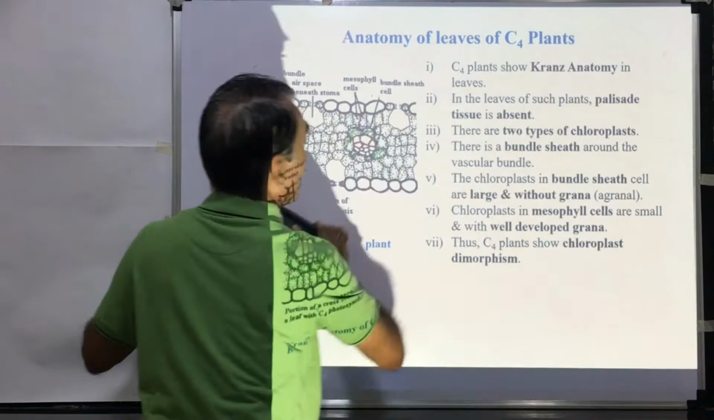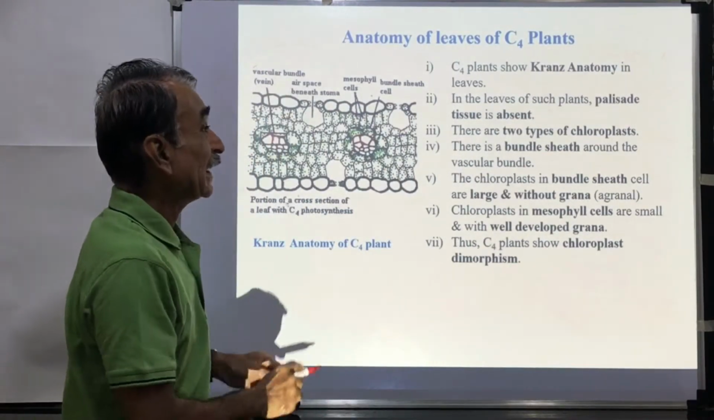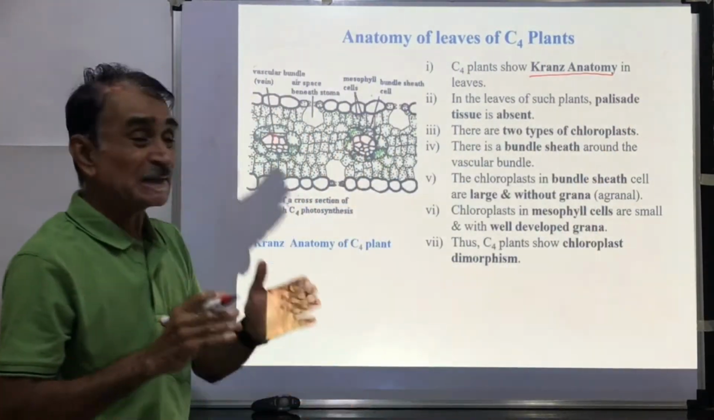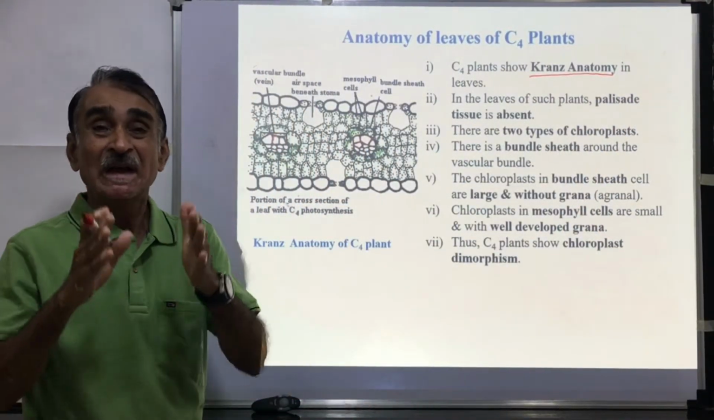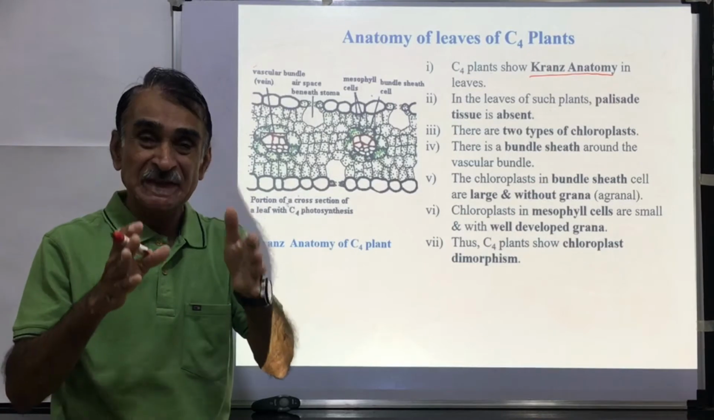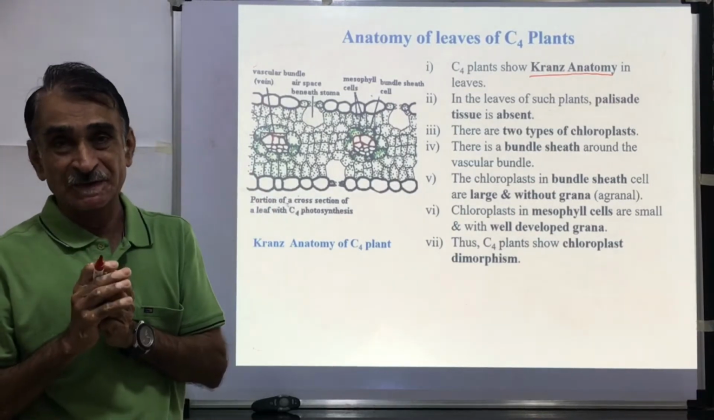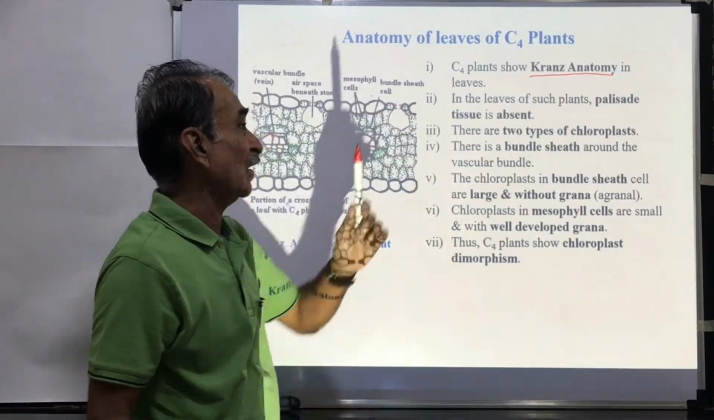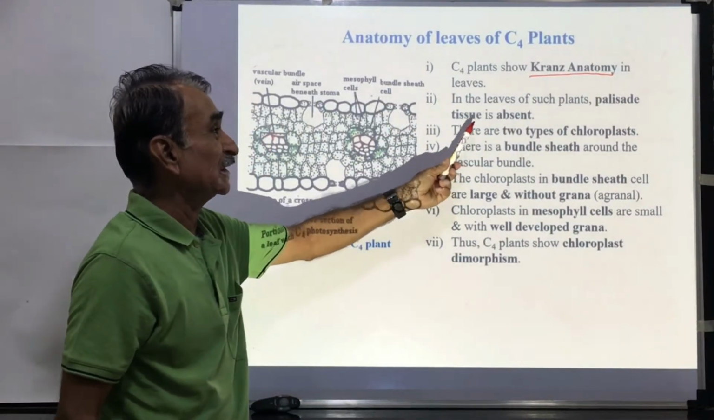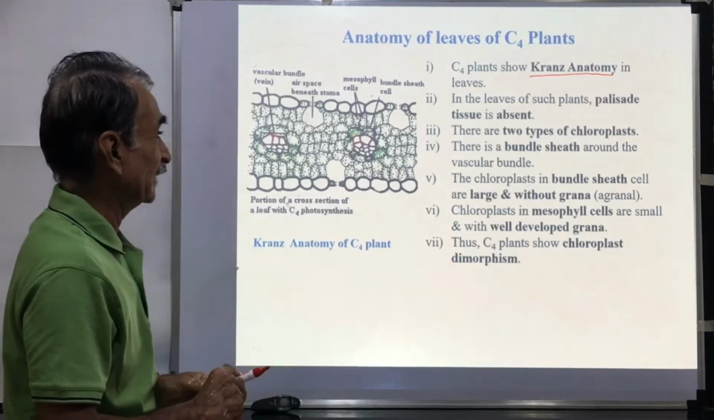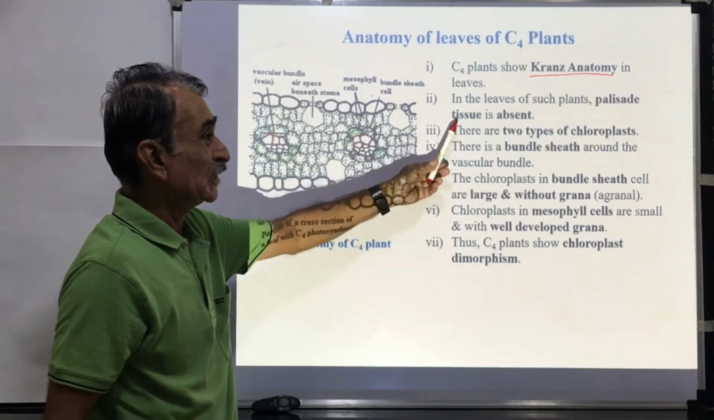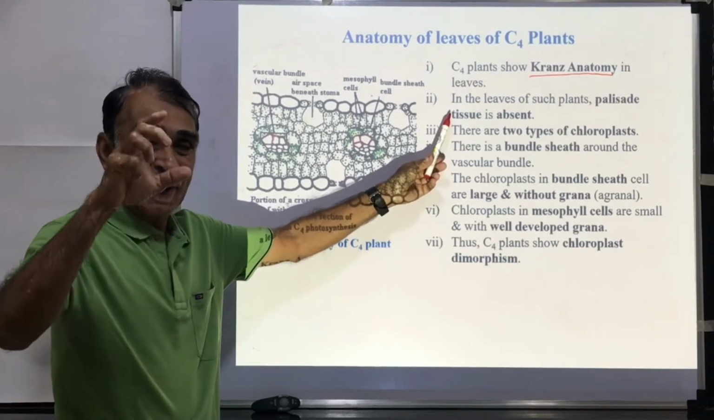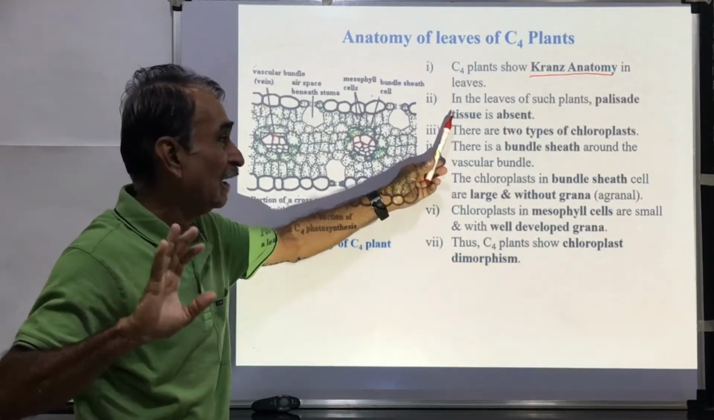Then C4 plants show a Kranz anatomy in the leaves. Kranz anatomy means chloroplast dimorphism. Chloroplast dimorphism means there are 2 types of chloroplasts. 2 प्रकारचे chloroplasts त्याच्यामध्ये असतात, and this is called as Kranz anatomy. In the leaves of such plants, palisade tissue is absent. In the leaves of C4 plants, only spongy tissue is present, but palisade tissue, elongated cells, are absent.